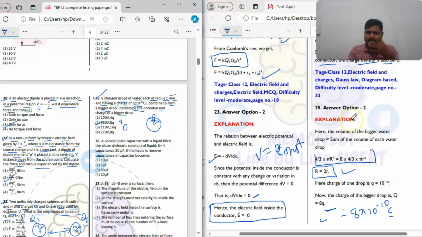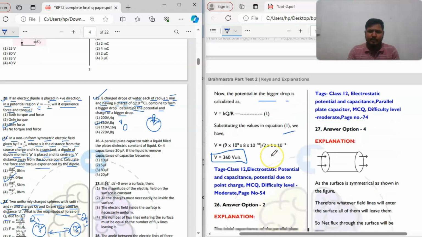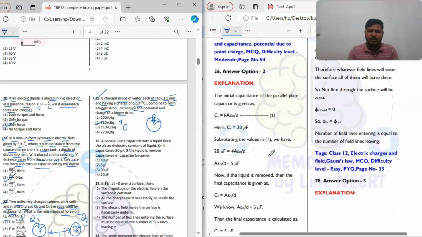right? So this is the basic idea you have to know about what is going on here. We should know about the potential on the surface of the conductor. You should know that V is equal to 1 by 4 pi epsilon naught q by r. Now move to the next question.